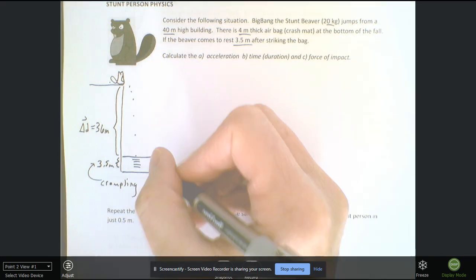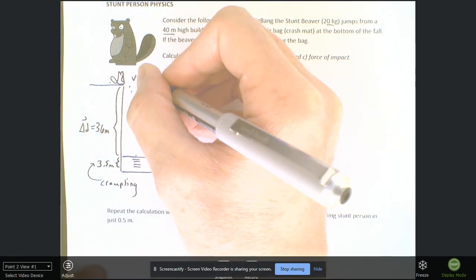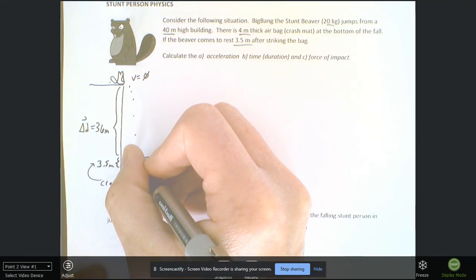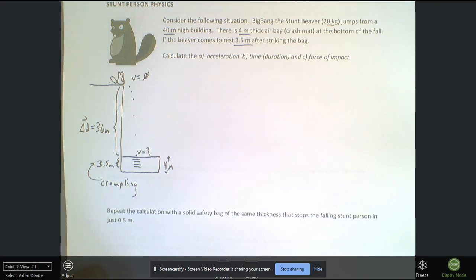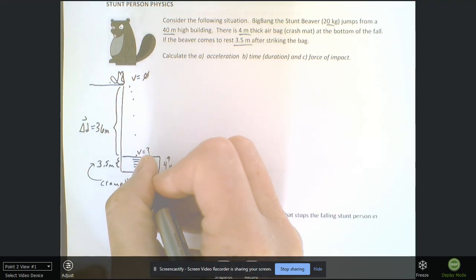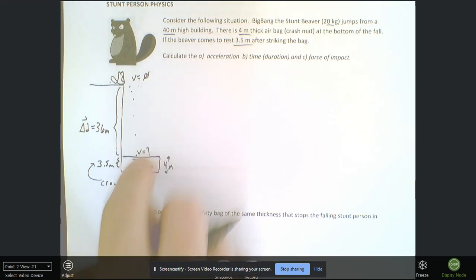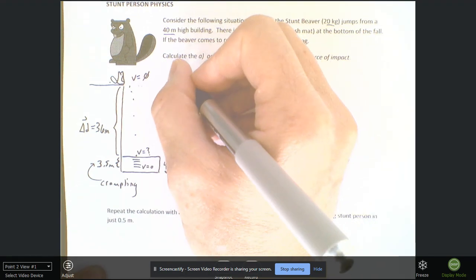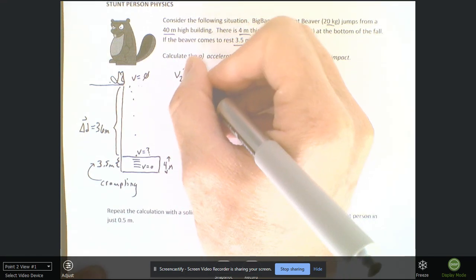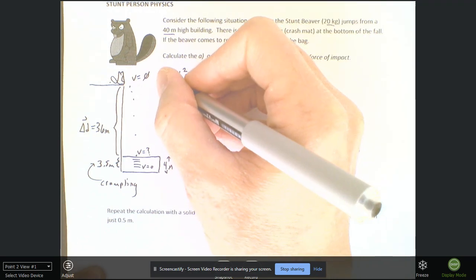Okay, so now what do we say? Well, the key is that he starts from rest here, and he's going at some speed pretty fast when he hits the mat. Then he comes to rest at the bottom, 3.5 meters in. So let's think about how fast he's going if he dropped from there and just fell. So we go to our first equation. We say, okay, v1 squared. This is always a good one. Let's make down positive just to make life easy.